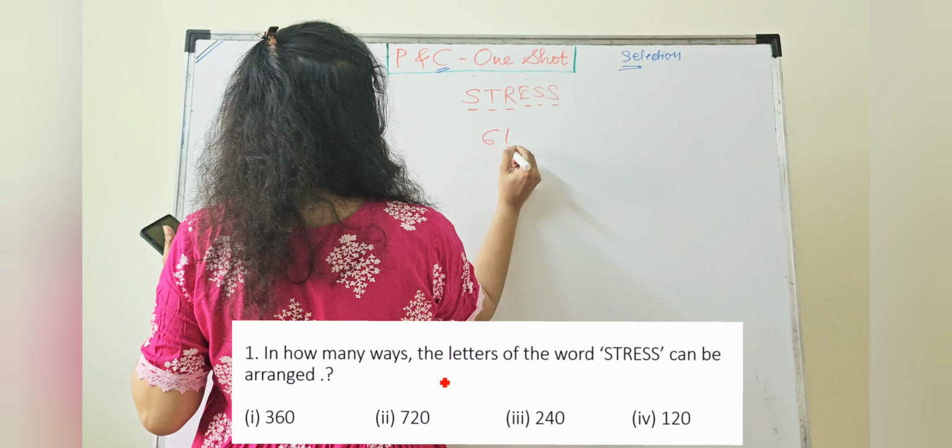How is it indicated now? nCr. The formula is n factorial divided by r factorial into n minus r factorial. Basically, the formula is quite the same as permutation, just you have to add this r factorial also along.